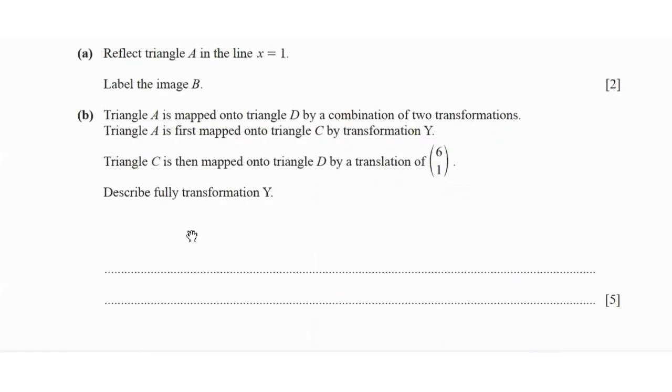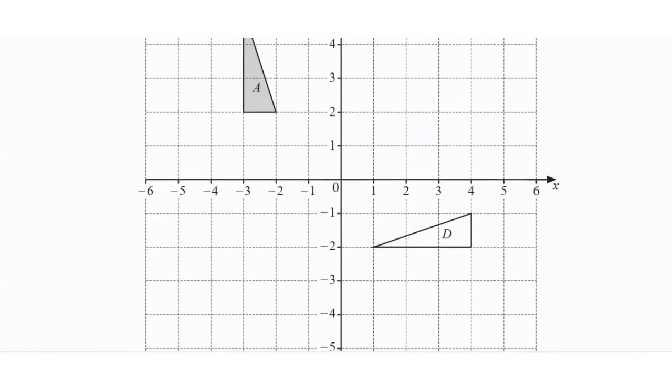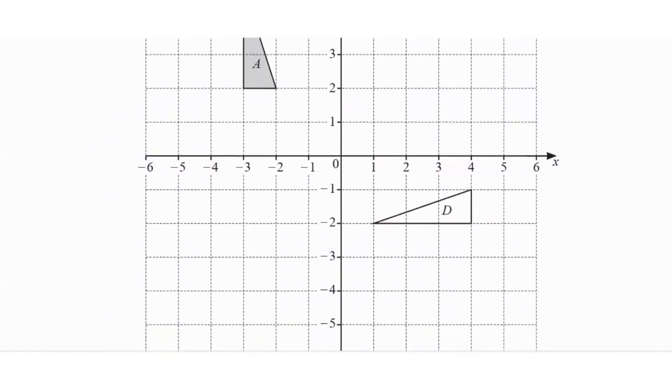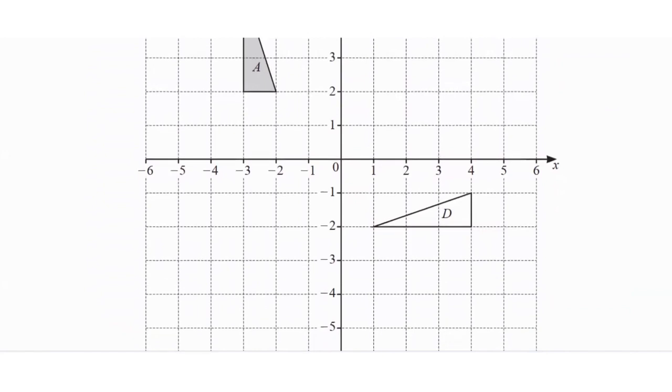Triangle A is mapped onto triangle D by a combination of two transformations. Triangle A is first mapped onto triangle C by transformation Y, and then triangle C is mapped onto triangle D by a translation of (6, 1). Describe fully the transformation Y. So A is mapped onto C first. That is a 90-degree rotation in the anti-clockwise direction, because as you can see, the direction of the triangle is different now.